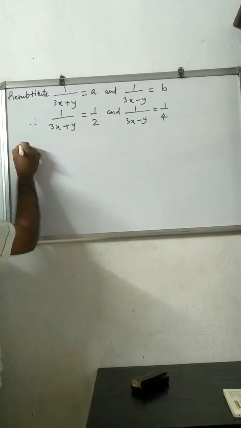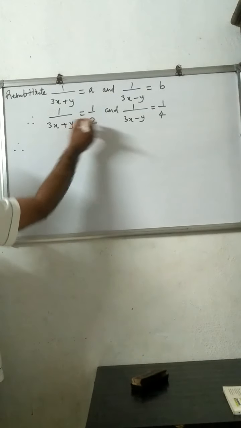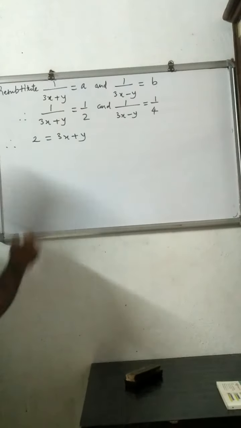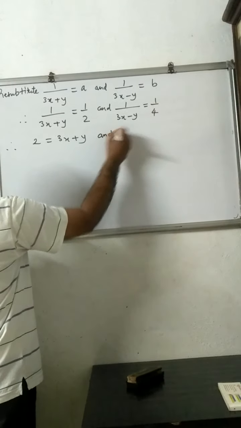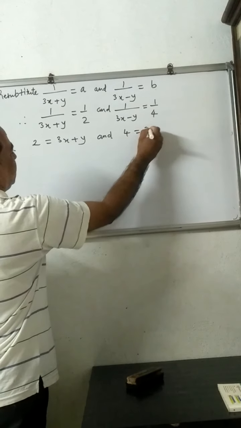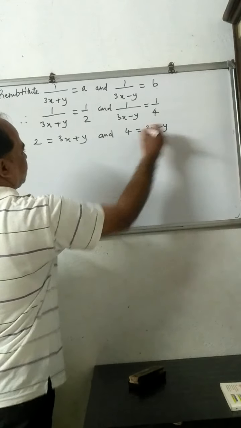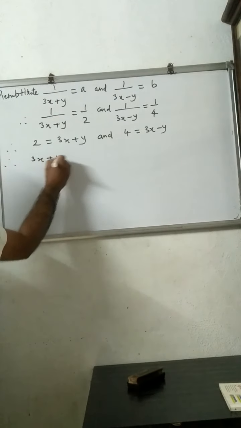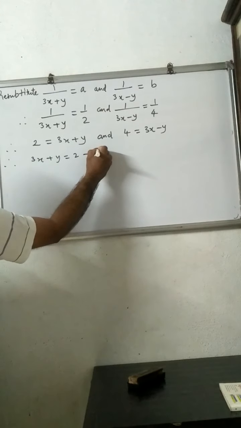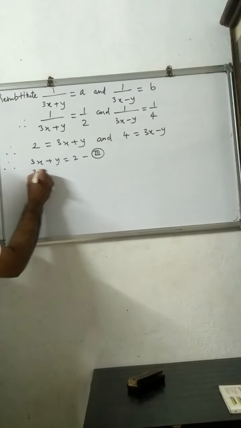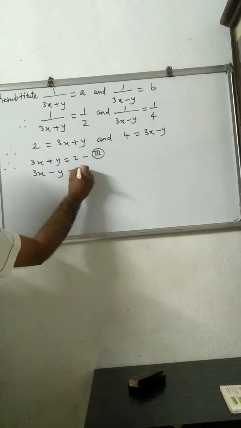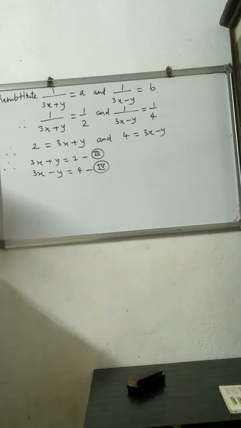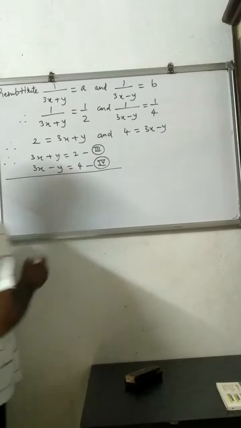So now here cross multiply. Therefore, 1 into 2 is 2 is equal to 3x plus y into 1 is 3x plus y, and 4 into 1, 4, is equal to 1 into 3x minus y is 3x minus y. So you get two new equations. 3x plus y is equal to 2, equation number 3, and 3x minus y is equal to 4, equation number 4. Again, we will solve these two equations simultaneously and we will get the values of x and y.